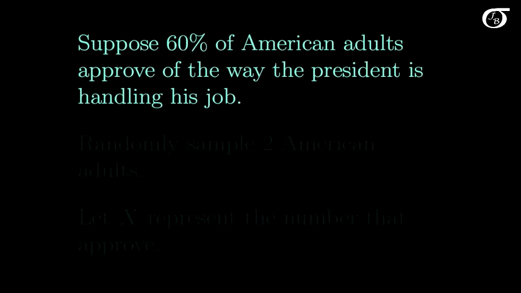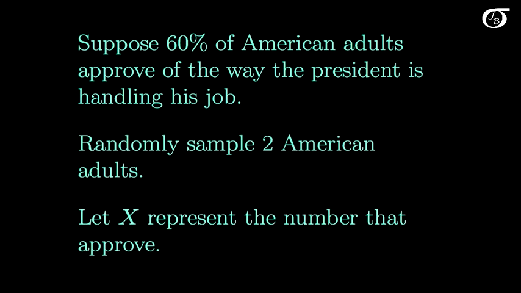Let's do an example of some of these calculations. Suppose that 60% of American adults approve of the way the president is handling his job, and we randomly sample 2 American adults, and we let the random variable x represent the number of those adults that approve. And so our random variable x is going to take on the values 0, 1, or 2.